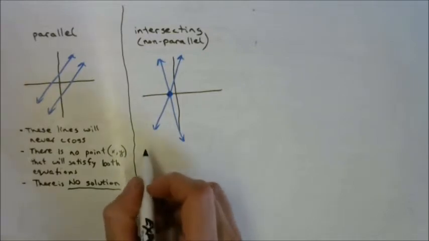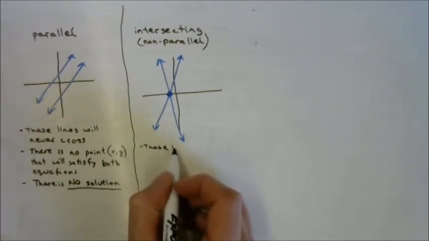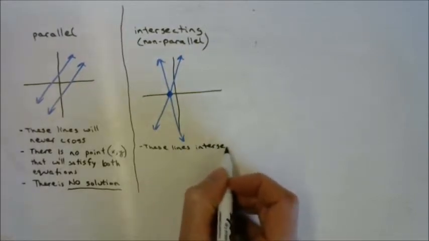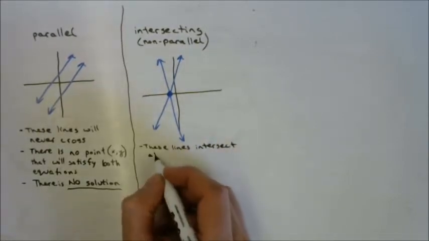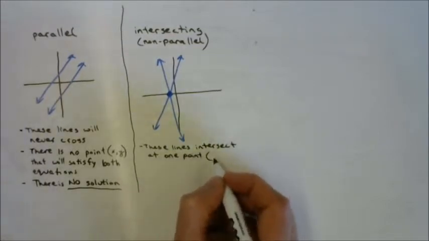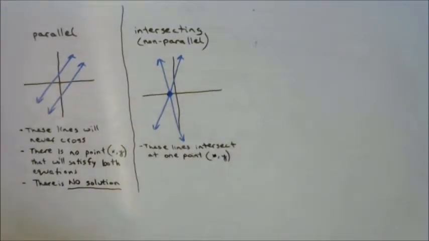Okay, notes about this. These lines intersect at one point. Point XY. We have to find out what X and Y are, but they intersect at one point. Okay?